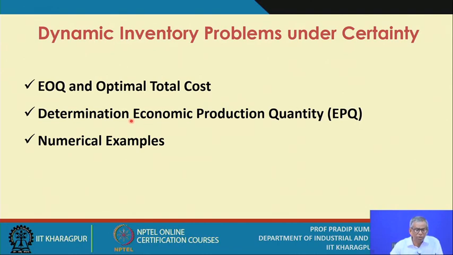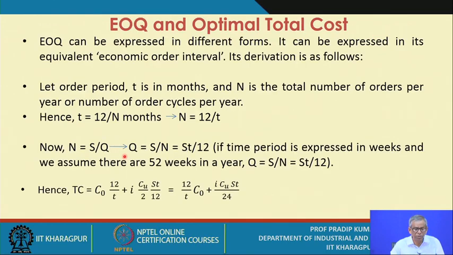Then the next important issue we are going to discuss is how to determine the economic production quantity. That means it is a self-supply case. You need to produce a certain amount with your own production unit for the given inventory item. So how to determine the economic production quantity in a self-supply case, and of course we will be referring to a number of numerical examples.